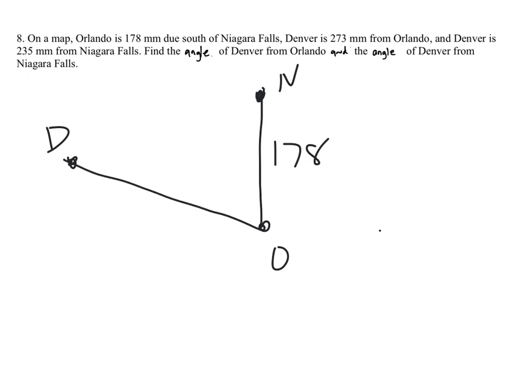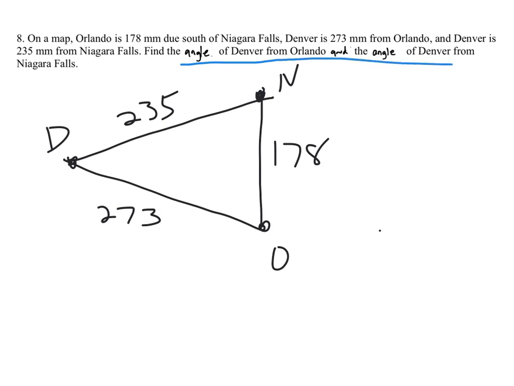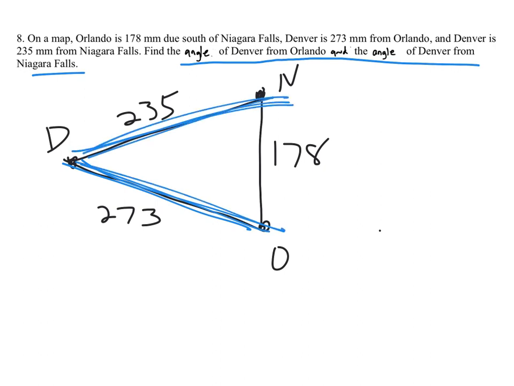On a map, Orlando is 178 millimeters due south of Niagara Falls. So at Niagara Falls, I'm going south to get to Orlando, and that's 178 millimeters. Denver, which is out west, is 273 millimeters from Orlando, and Denver is 235 millimeters from Niagara Falls. Find the angle of Denver from Orlando and the angle from Denver to Niagara Falls. So Denver to Orlando, Denver to Niagara Falls. This question is asking you for basically the angle by Denver.